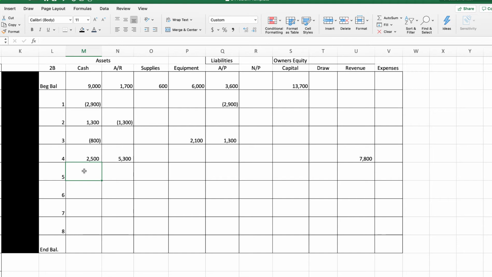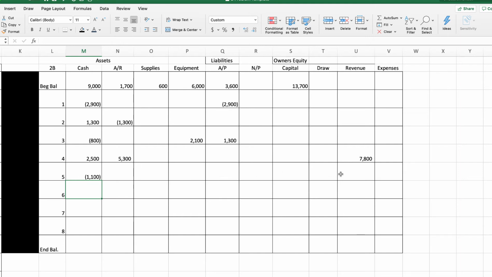Okay, let's look at 5. 5 says, withdrew $1,100 for personal use. Okay, withdrew $1,100 cash for personal use. So right off the bat, we can see that it says cash. It's being withdrawn from the company. I need to subtract cash by $1,100.